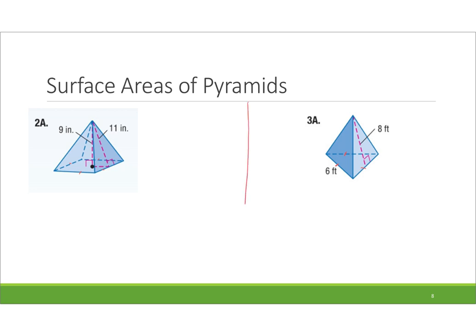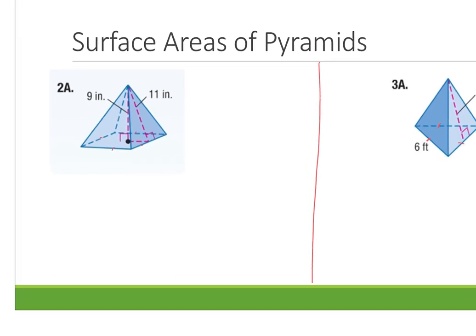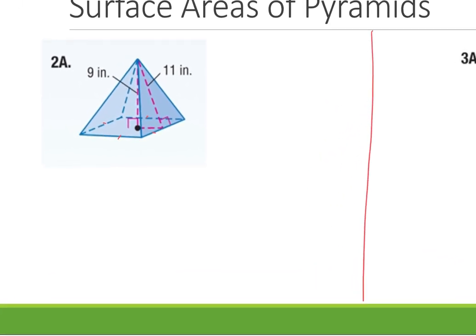Okay, we're going to do the square pyramid first, and then we'll do the triangular pyramid. So here we go. Now first off, I want the surface area of this pyramid, so I'm going to write my equation down. You guys know me, I always like to write my equation down. So I need the area of the base. I also need my lateral area, which is going to be the perimeter of the base times the slant height divided by 2, which means I need my perimeter and my slant height.